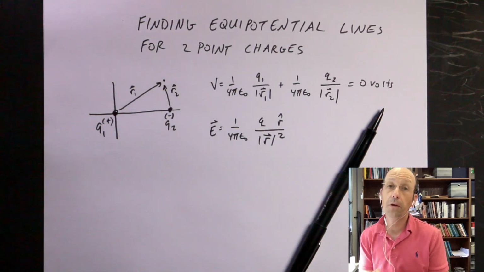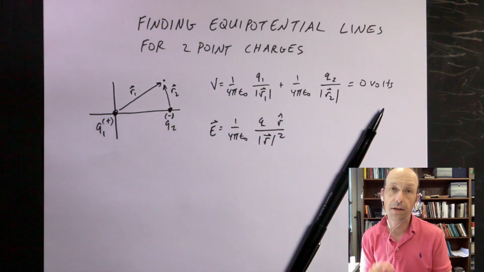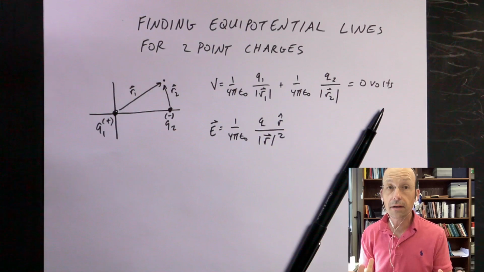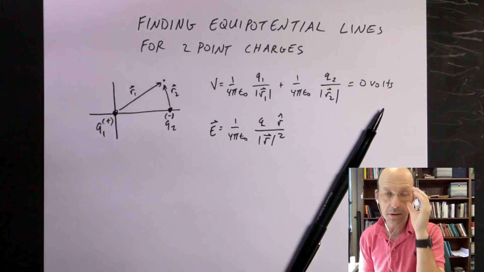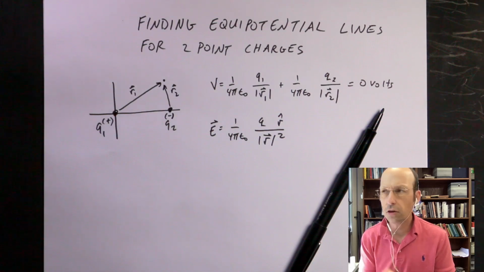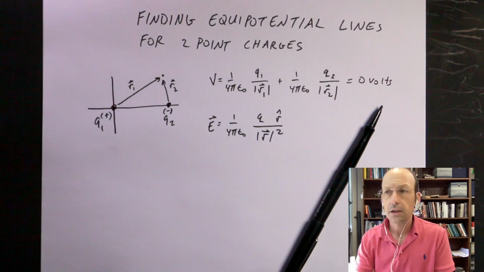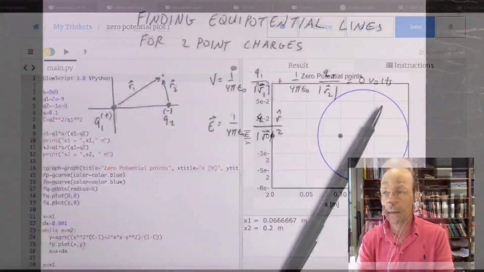Well, if you want to find where the potential is equal to zero along an axis connecting the 2 points, that's pretty easy too. But what about in 2 dimensions or even 3 dimensions? 3 dimensions, I didn't even think about that. Okay, so let me just show you the program I wrote, and then I'll show you how I'm going to do this. So let's switch over to here.